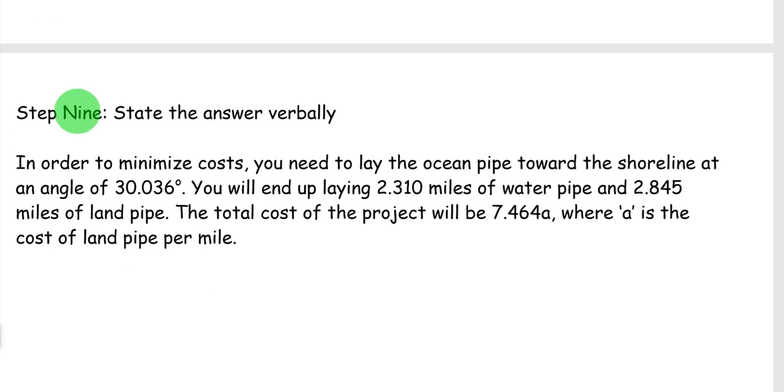I'm going to go back and look at the picture to give you more clarification on what we just solved. But step 9 is to state the answer verbally. So in order to minimize cost, you need to lay the ocean pipe toward the shoreline at an angle of 30 degrees. You will end up laying 2.31 miles of water pipe and 2.84 miles of land pipe. The total cost of the project will be 7.464a, where a is the cost of land pipe per mile. So again, let's say it costs $1,000 per mile for land pipe. Your total cost would be about $7,500.